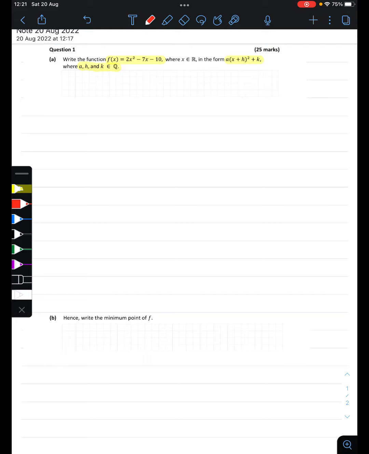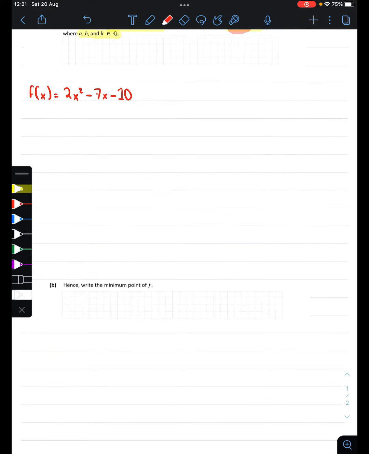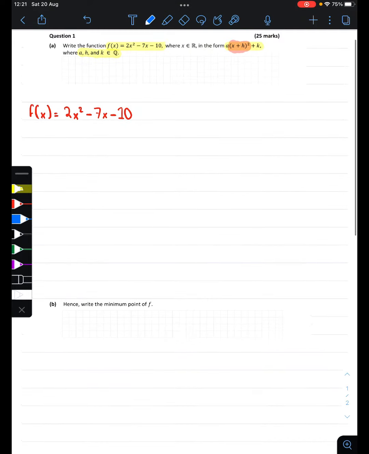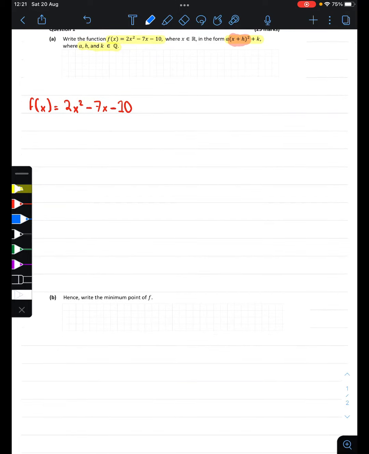So we have this function f of x equals 2x squared minus 7x minus 10, and they want us to complete the square. That refers to this (x plus h) squared term. We have a step-by-step process, an algorithm, for doing this.